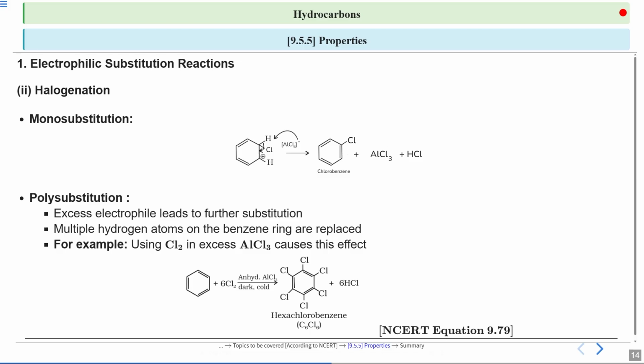Again, what are we taking? We are taking excess of chlorine here. Remember, you must do this reaction in dark. Now, this reaction is in contrast with the halogenation of your alkyl groups, I would say aliphatic groups, where we were using UV light instead of dark. So they both are done in opposite conditions.